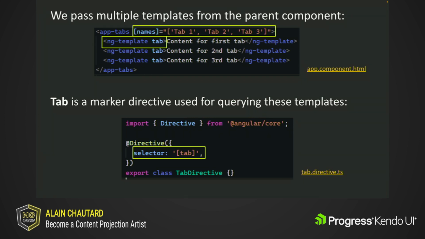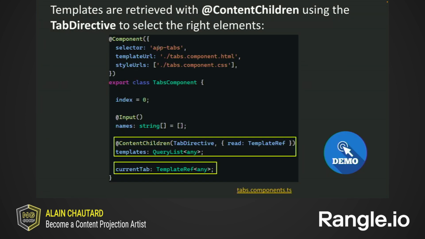And one common way to do this with Angular is to use a directive. So we're going to use what is known as a marker directive, whose only purpose is really to put a name on these templates. So we created a simple directive which does nothing at that point. It just has a selector of tab, and that's all it does. And we're going to apply it on all of these ng-templates, which is going to enable us to do the following thing. So now in our tabs component, we have an input with the array of names. So that's the names of our tabs.